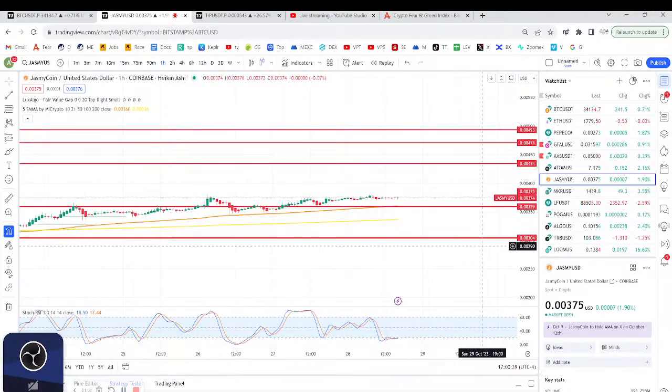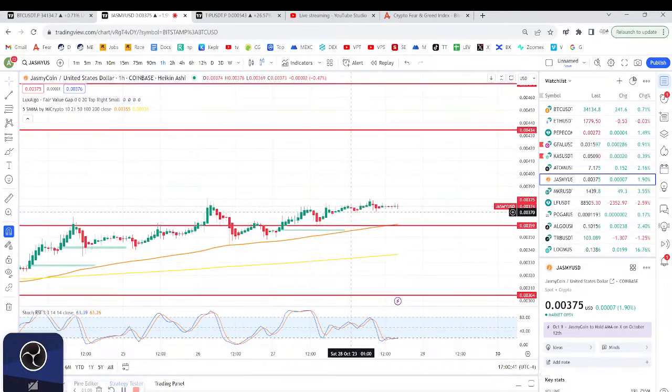The 1-hour chart would suggest, though, you're putting in a higher low. 1-hour chart would suggest you're going to start a slow grind to the upside, and your next resistance is 434.